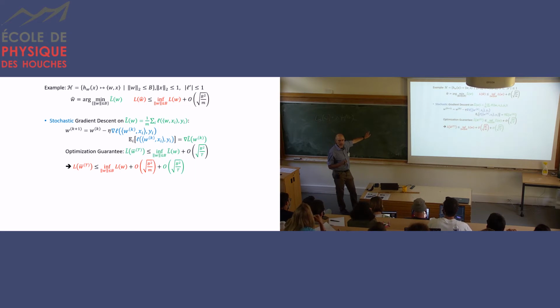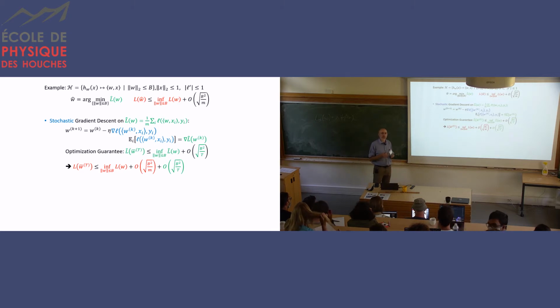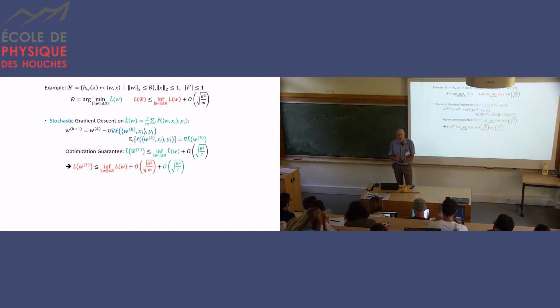Question: what is t here? There's no gradient flow here. Everything is discrete time, so t is the number of iterations of gradient descent. But that would then depend on the learning rate. So I have to choose the learning rate. It's a good point. This is what I can get with the optimal learning rate.